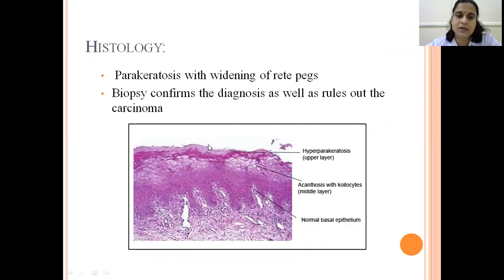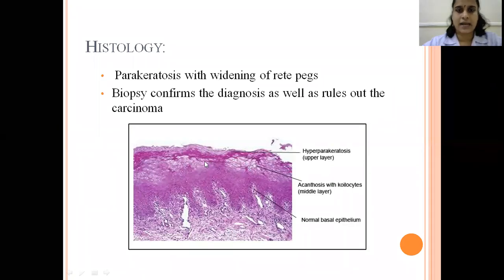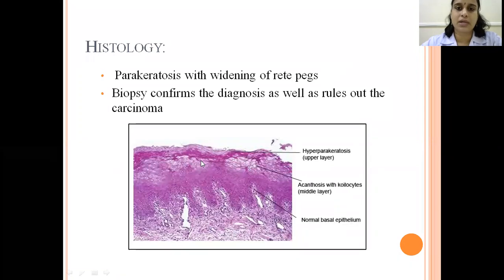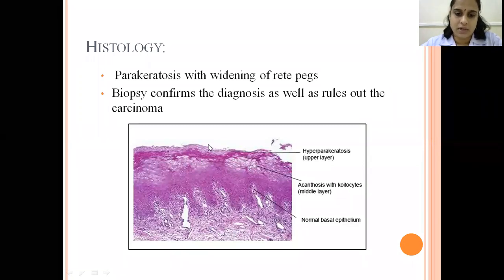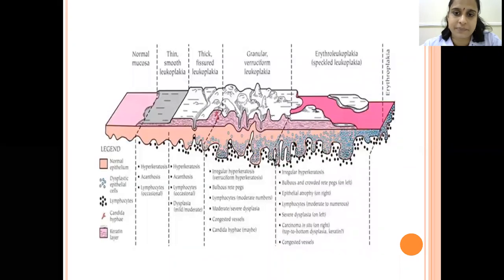Now, biopsy you should always do to diagnose and also rule out carcinoma. How is carcinoma? Again, there is dysplasia, I'll tell you subsequently. So, biopsy is always important in leukoplakia. It confirms the diagnosis and also rules out carcinoma.